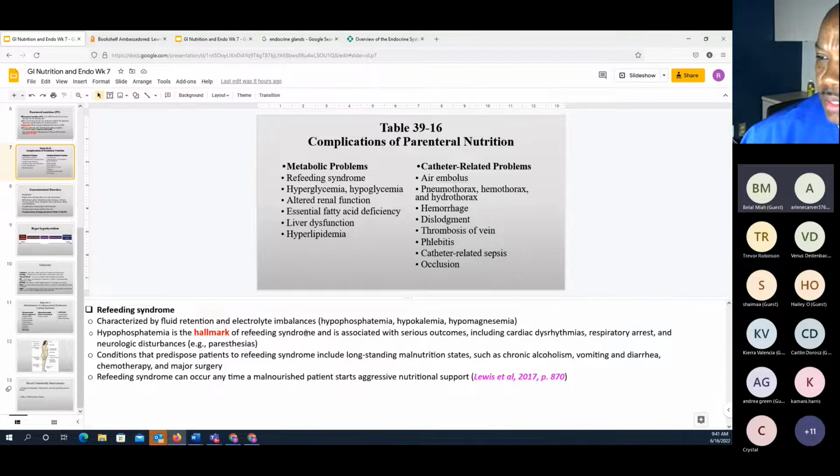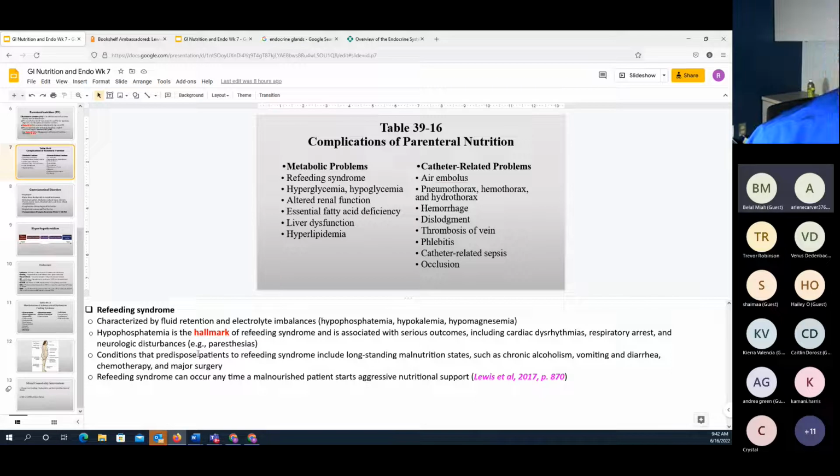Now, look at this refeeding syndrome here. I think I'm testing you on this one as well. Hypophosphatemia is the hallmark of refeeding syndrome, and that's basically low phosphate levels. Look at some of the issues the patient may have: cardiac dysrhythmias, respiratory arrest, and neurological disturbances. So it's telling you how it affects the cardiovascular, respiratory, as well as neurological systems.